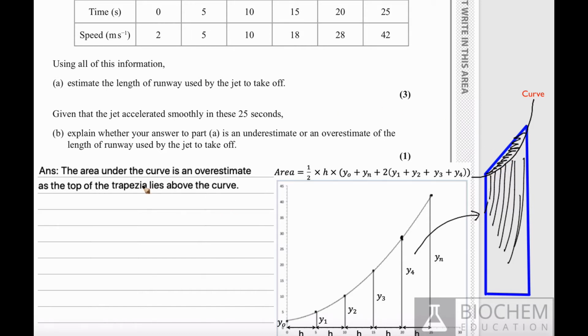Hence, we can answer this question by saying the area under the curve, which equates to the length of the runway, is an overestimate, as the top of the trapezia, which is this line here, lies above the curve. The curve is concave upwards and the top of the trapezia is lying above the curve.